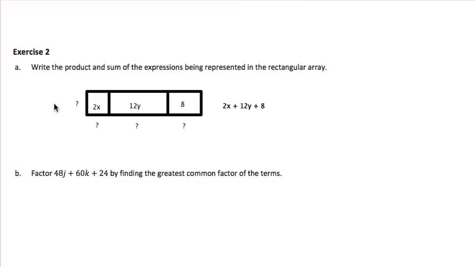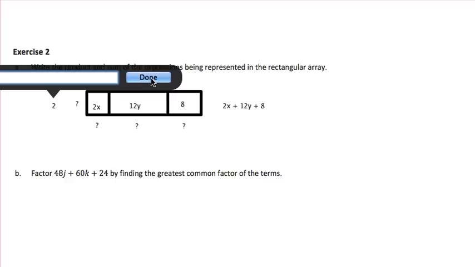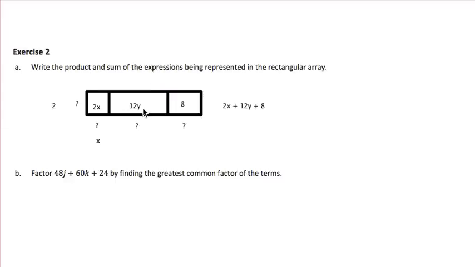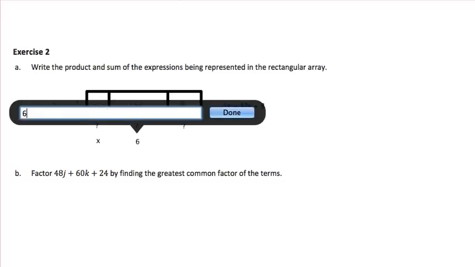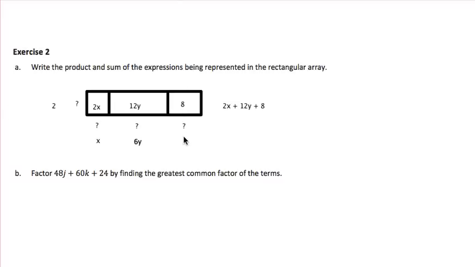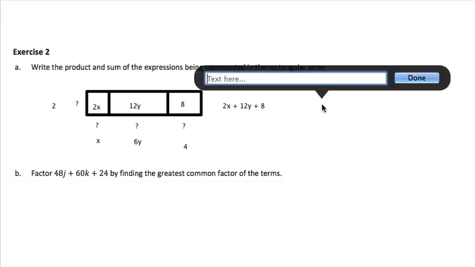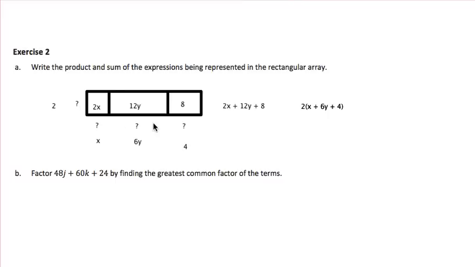So if we did that, that would mean that this would be 2. 2 times x is x. 2 times 6y will give you 12y. And 2 times 4 will give you 8. So when we rewrite that expression, we would have 2 times x plus 6y plus 4. And the rectangular array helped us to factor a little easier this first time around, and maybe a few more times around.